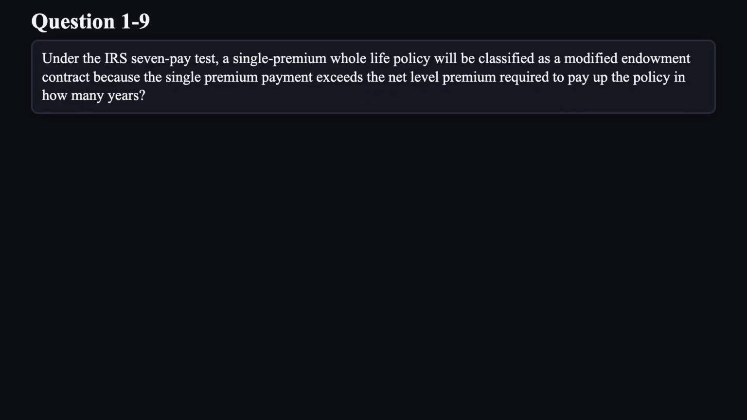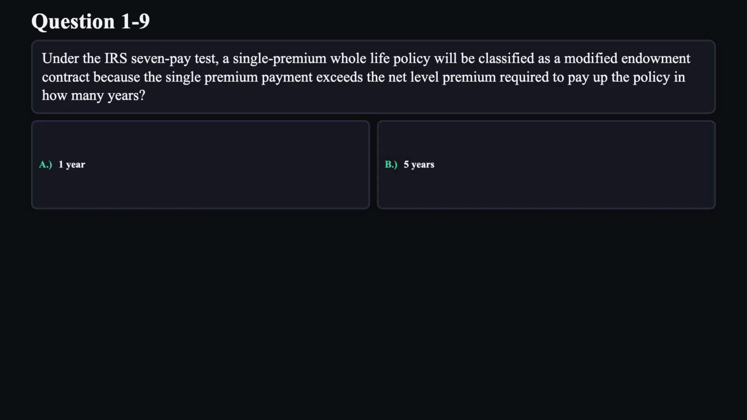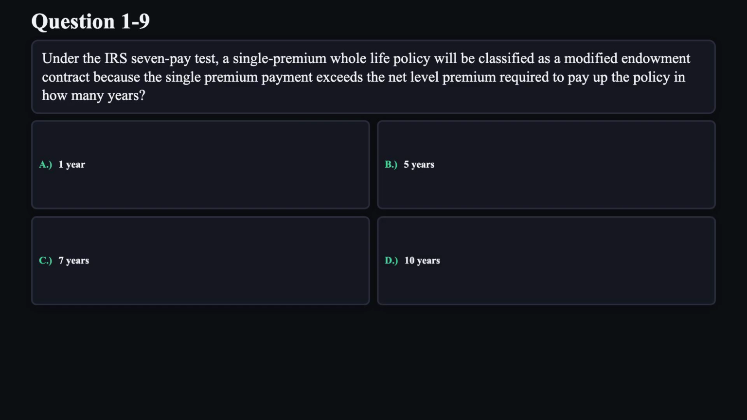Question 9. Under the IRS 7 pay test, a single premium whole life policy will be classified as a modified endowment contract because the single premium payment exceeds the net level premium required to pay up the policy in how many years? A. 1 year. B. 5 years. C. 7 years. D. 10 years.